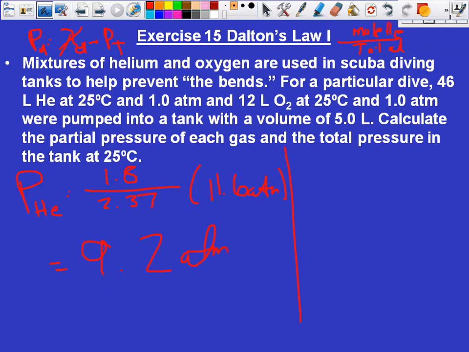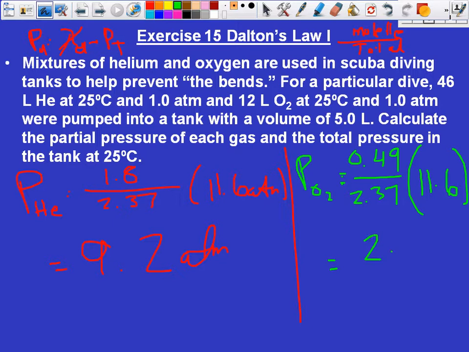ATMs. Now let's look over here at oxygen. The partial pressure of O2, exact same concept. It's chi of O2 times the total pressure. So the total number of moles was 2.37, just like the other side, times 11.6. And the number of moles of O2 was 0.49. If you run your math there, you're going to get about 2.4 ATMs.